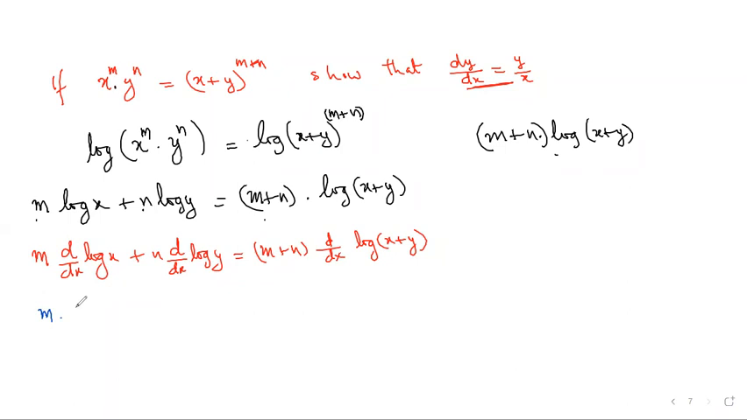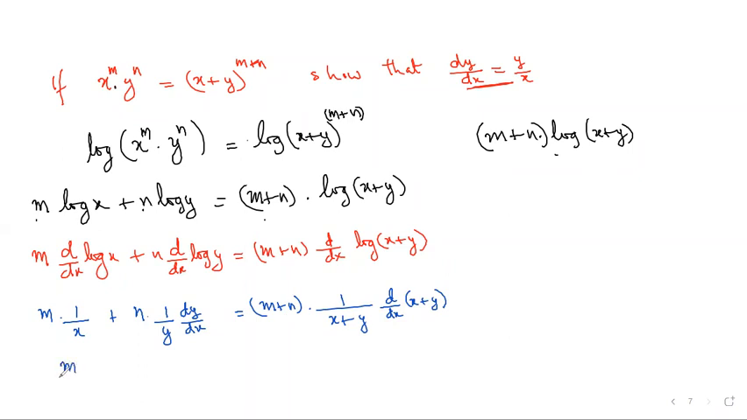So we have differentiated over here. m into derivative of log x. What is derivative of log x? 1 by x. n into derivative of log y, 1 by y into dy by dx. m plus n into derivative of log of x plus y, 1 upon x plus y into derivative of x plus y. So m upon x plus n upon y dy by dx is m plus n upon x plus y into 1 plus dy by dx.